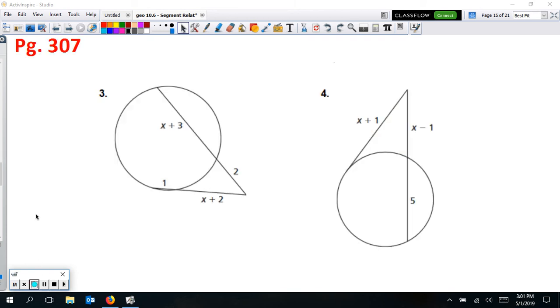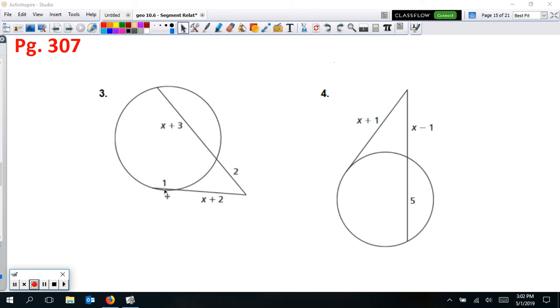Okay, going back to page 307 on that extra practice, the 3 and 4 problems now. This one almost looks like a tangent line. It actually is not. It's just barely going into the circle. You can see that's what that 1 is for. There's a little chord right there. Your external segment part would be right here. This is the x plus 2. So this is two secants. This one's very clear, but this one was a little harder to see. That is a secant as well.